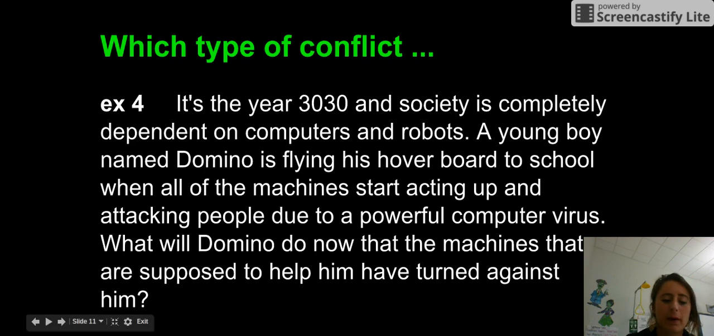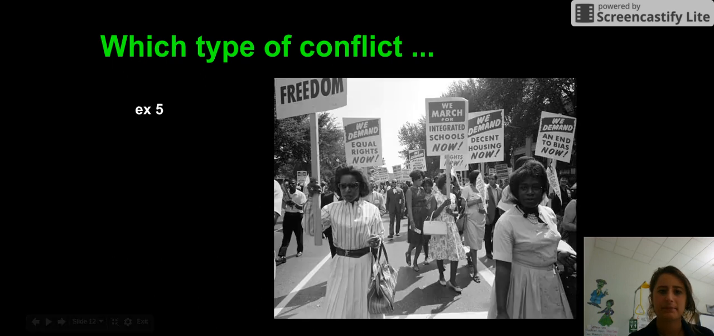So this is a really tricky one because it was him deciding what to do. So in a certain way, you could think it'd be person versus self. Maybe you could kind of argue that. But since this says it takes place in the future and the society is computers and robots, this is person versus society. Now take a look at this one. This is people during the early civil rights movement picketing for their rights and freedom.